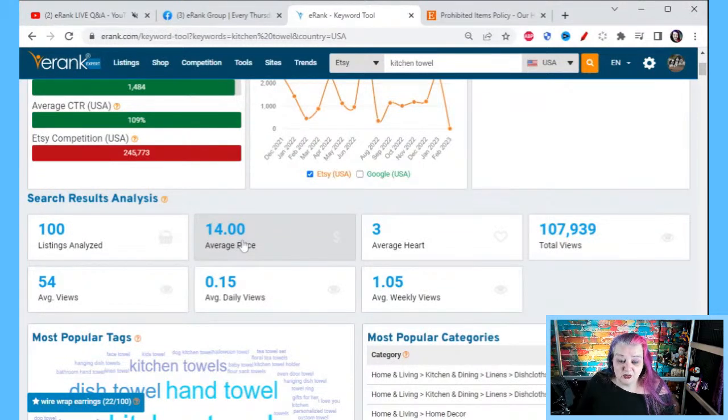Is it going to be worth your while if, let's be ludicrous, you were doing golden kitchen towels and you want to sell them for $10,000? If you looked at this and you thought, the average price is really low, maybe people searching for kitchen towels don't want to spend that much money. So it gives you an idea of that kind of thing.